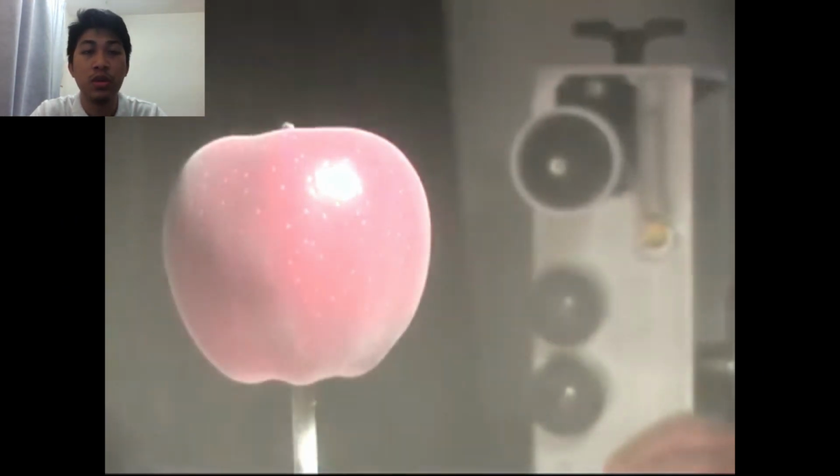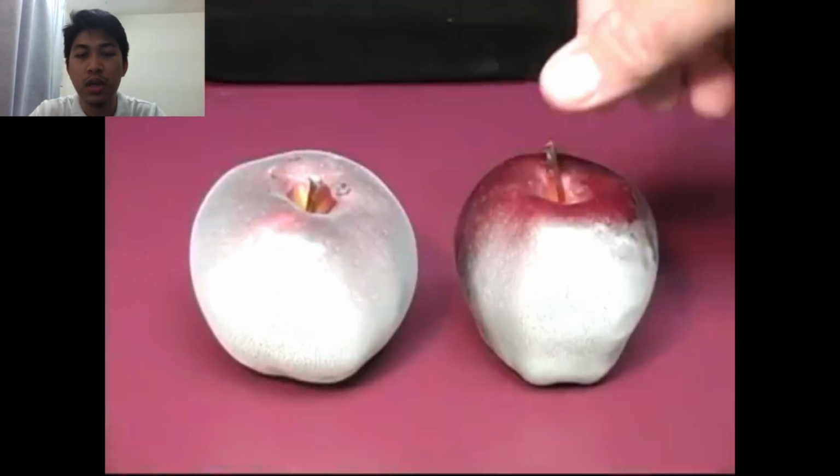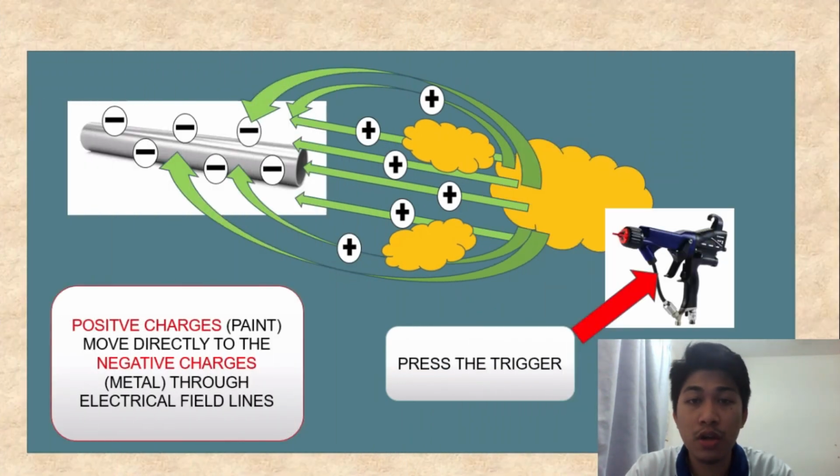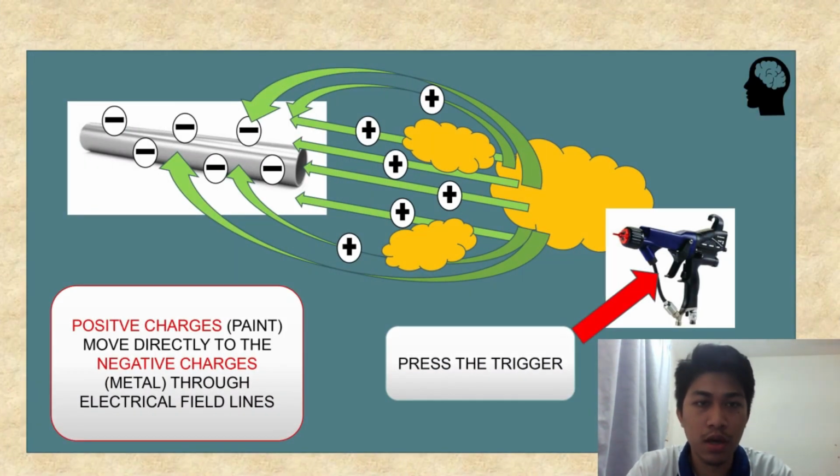Make sure that the paint gun's position is very near to the metal being painted while painting, so that the painting process becomes more efficient. Since there is an electric field line between the nozzle of the paint gun and the painted metal, the positive charge of the paint will be carried by the airflow, following the electric field lines towards the negative charge of the painted metal without losing its charge.